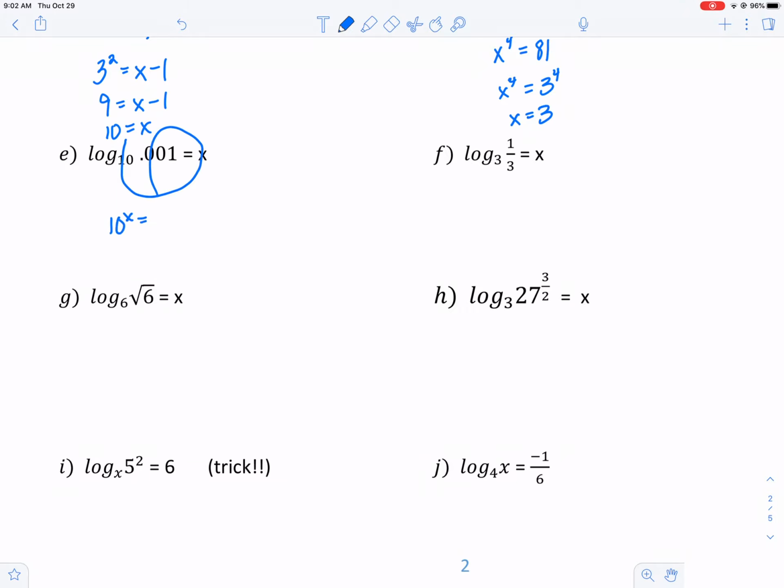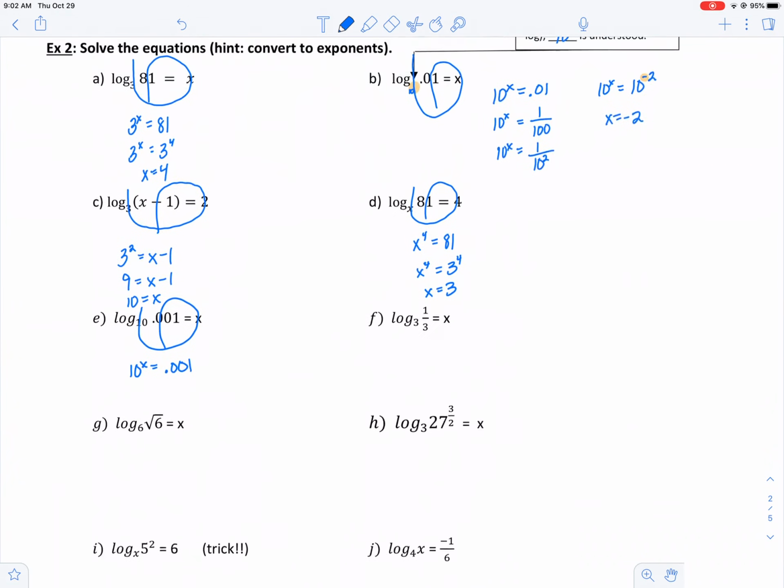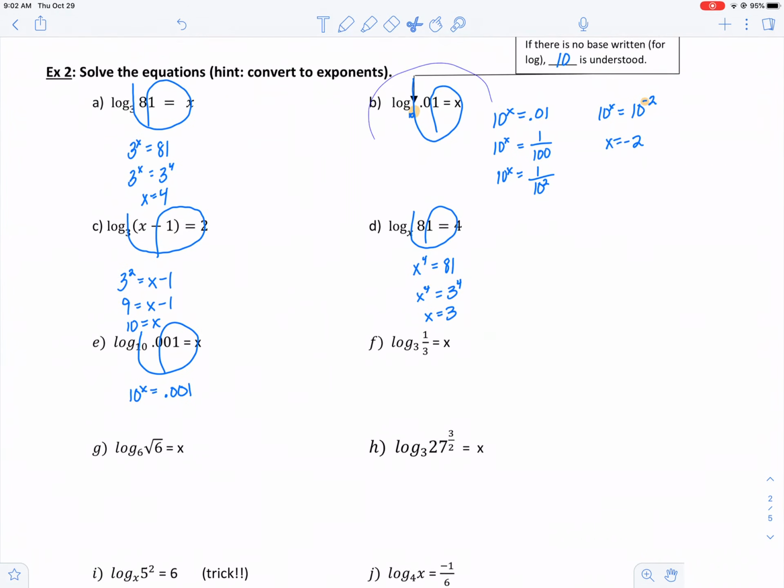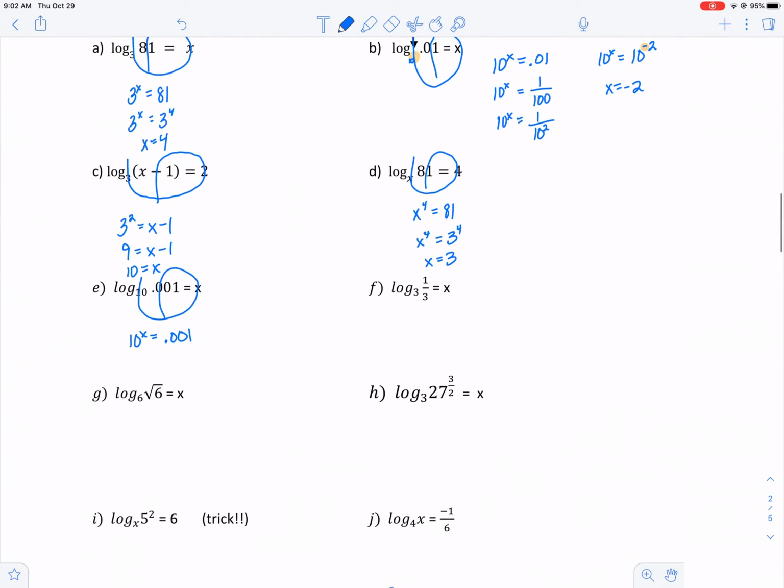10 to the x power is 0.001. That's very similar to this one that we did up here, right? Except I actually put the 10 in there that time. So we'll have 10 to the x is equal to 1 over, let's see, we've got our tens place, our hundreds place, and now we're in our thousands place. So that's going to be 10 to the x is 1 over 10 to the 3rd.